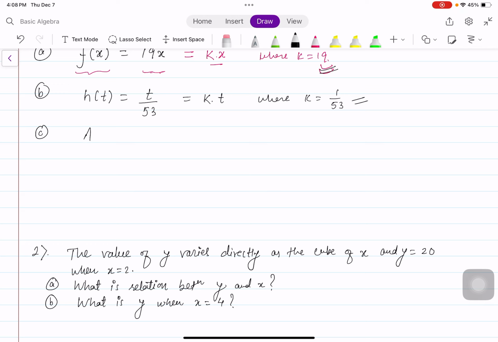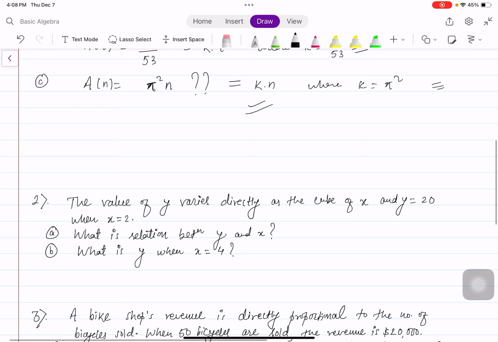Number three is a of n, say, equals pi squared times n. Does this represent a direct proportionality? Can we write it in this form? Yes, we can. And what is k here? It is pi squared, and pi squared is a constant, about 9.87. So yes, this is also a direct proportional relation.